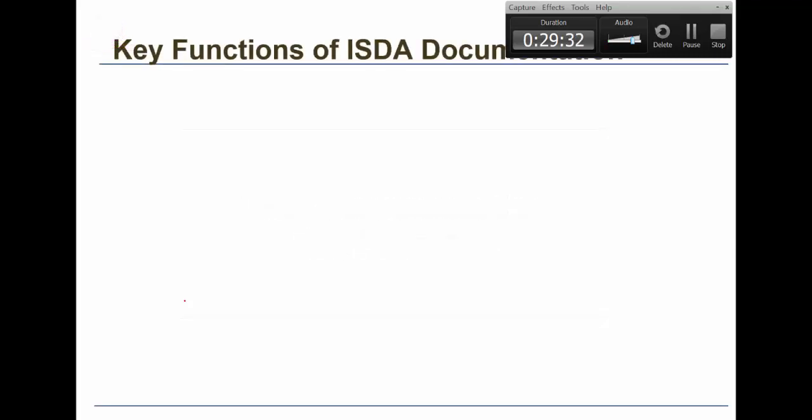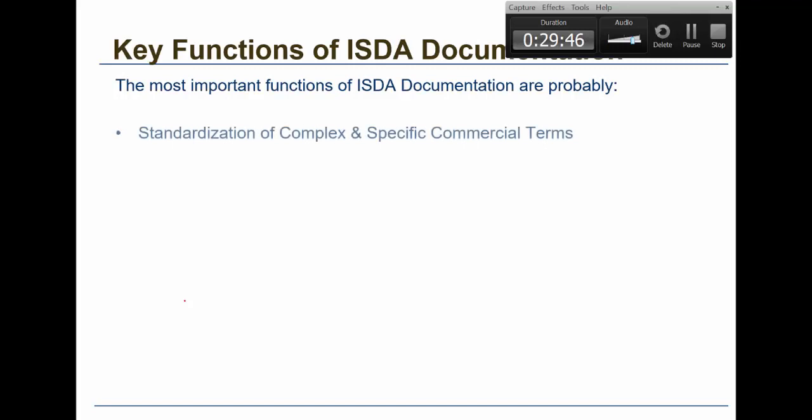Now, let me tell you a bit about the key purposes of ISDA. By the way, this file is on Blackboard already, if you need to refer to it. I think the most important function is probably to standardize very, very complex commercial terms, and I will show you some of these later on. I don't want to just talk about this. I want to show you something.